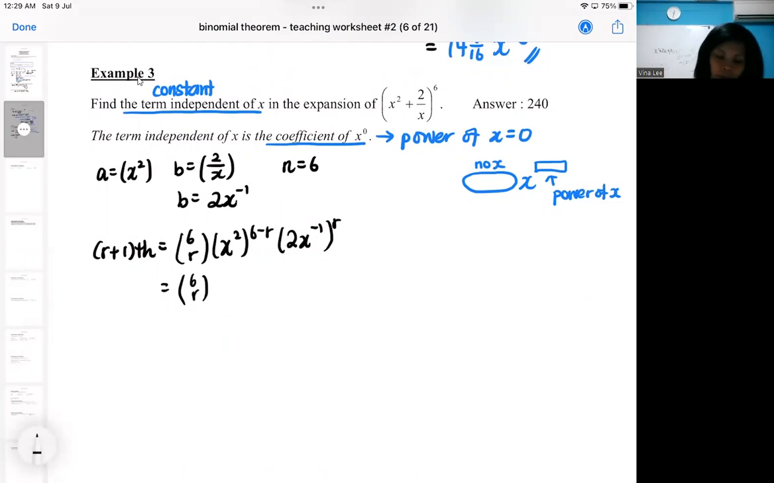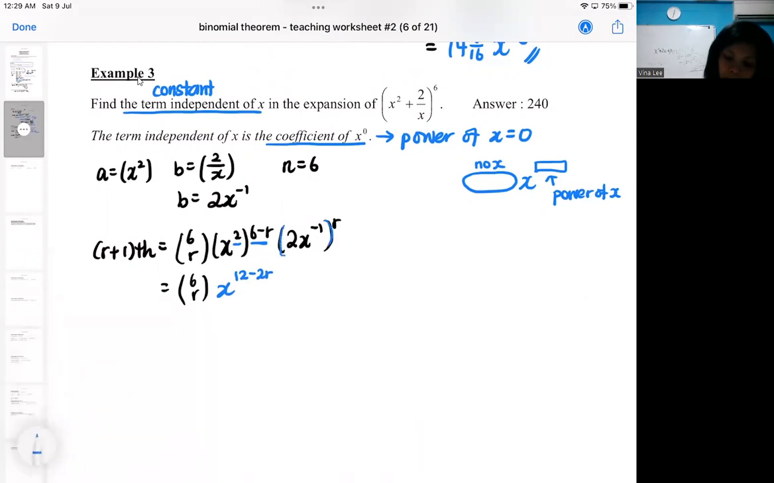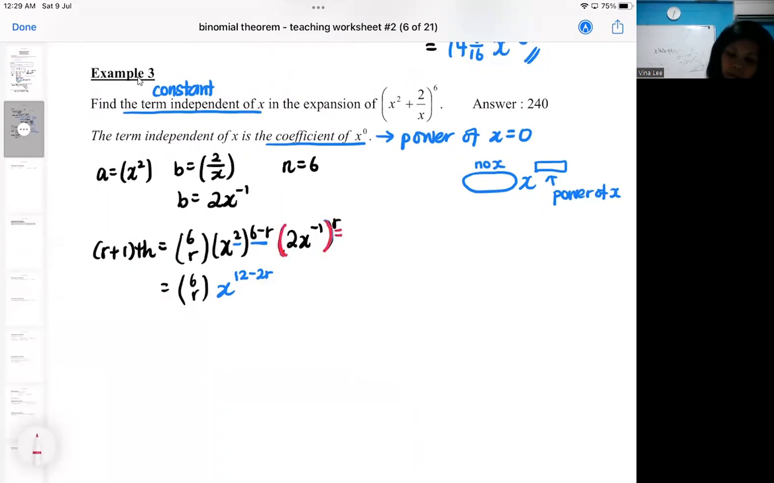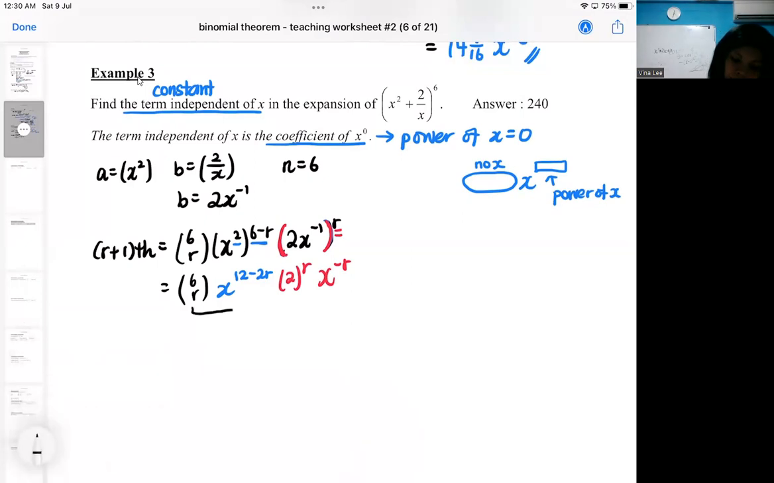No x, 6Cr has no x. This is the indices part. This is the one where you must remember. This is the part that you must remember: everything in the bracket deserves a power r. So you've got 4 items here. Out of the 4 items, these 2 have no x.